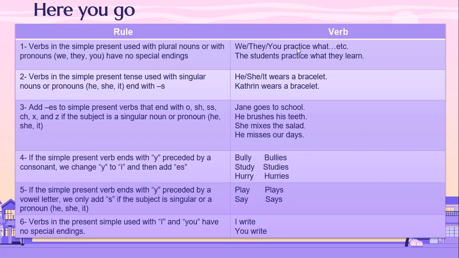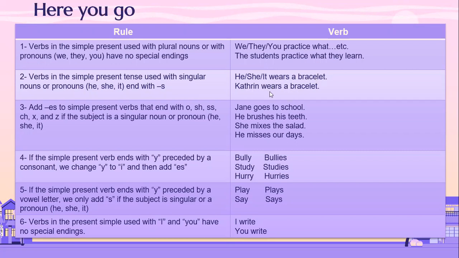So we practice. Not practices, we practice. So there is no special ending. The word is the same, the verb is the same, because it's a plural. It's either a plural noun, like students, or pronoun, like we, they, and you. Rule number two, verbs in the simple present tense used with singular nouns or pronouns like he, she, it, end with s, like he wears a bracelet or she wears a bracelet.